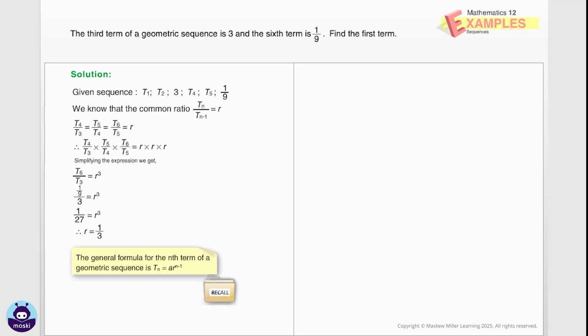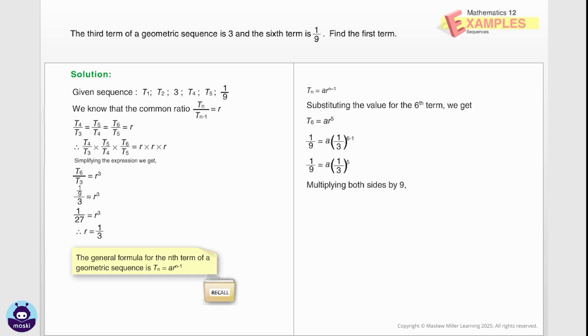Recall that the general formula for the nth term of a geometric sequence is Tn equals a times r raised to the power n minus 1. Substituting the value for the sixth term, we get T6 equals ar to the power 5. Multiplying both sides by 9, therefore a equals 27.